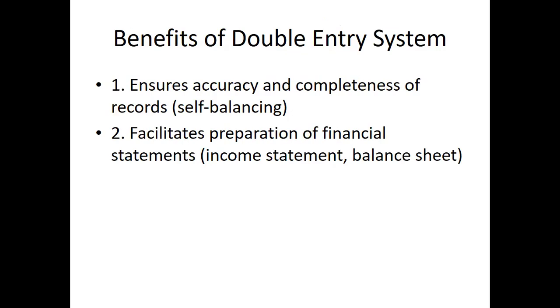The next question was the benefit of the double entry system. The good thing with the double entry system is that it ensures accuracy and completeness of the records. Because, remember, this is one of the rules for ledger: for every debit entry, there is an opposite credit entry. That is called the double entry. So it ensures accuracy and completeness of records, whereby the records are self-balancing themselves.